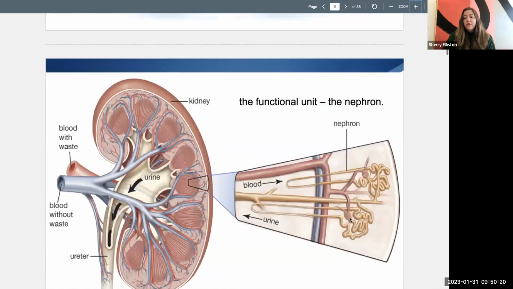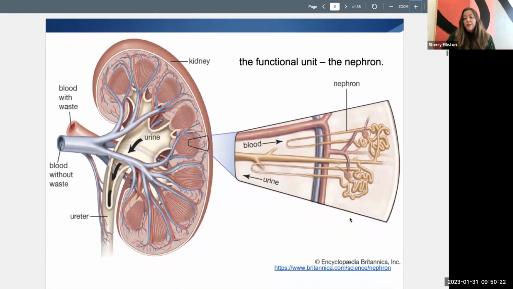So the functional unit of our kidneys, if you remember, is the nephron. There are a lot of nephrons. I like to think of the kidneys as a large sponge, where it is filtering, taking in blood that has waste products, and using this big filtration system to filter the waste products out into what will develop as urine that then gets voided.